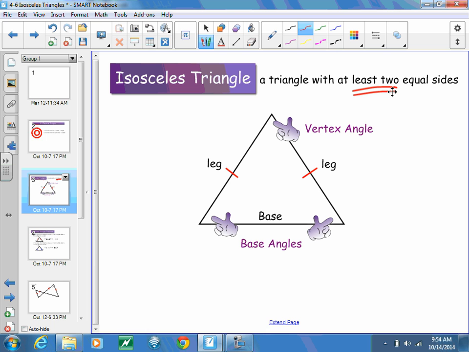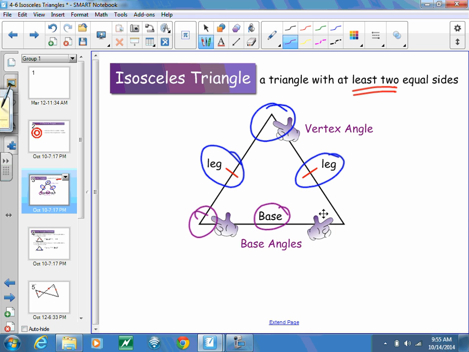So an isosceles triangle has at least two equal sides, and those two equal sides we call the legs. And between those two legs, we have what's called the vertex angle, which is going to be up here at the top. It's between the two congruent sides. Then the side that is not necessarily congruent to your two legs, we call that the base. And then you have your base angles, which are going to be to the left and to the right of the base.